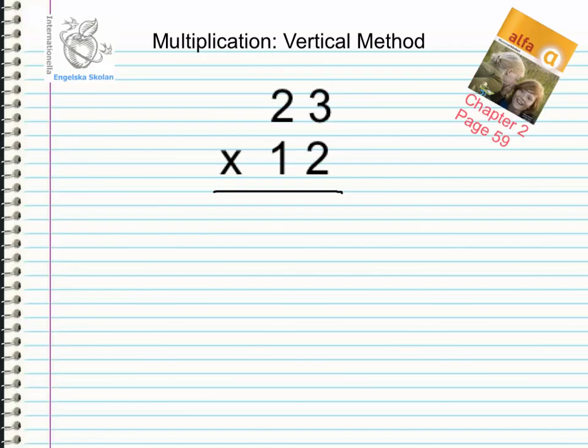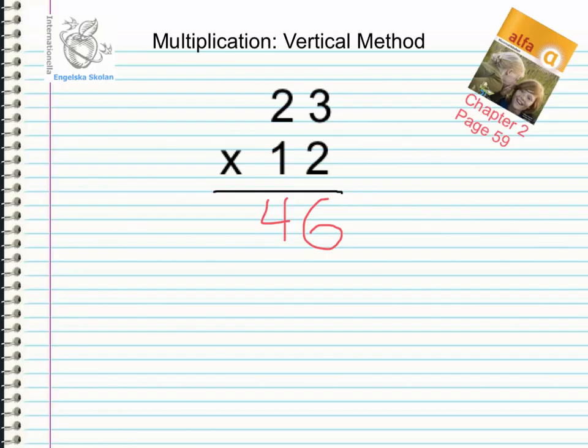So, 2 times 3 is always our beginning step. The first unit times the first unit. 2 times 3 equals 6. So I've just done 2 times 3. Next I'm going to have to multiply the same unit by the 10. So 2 times 2. And the answer to that is 4.